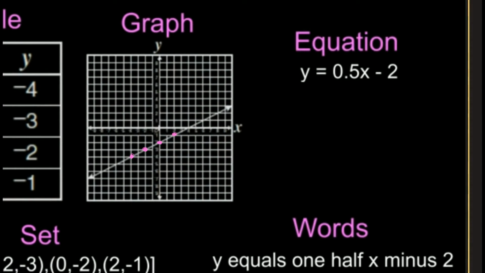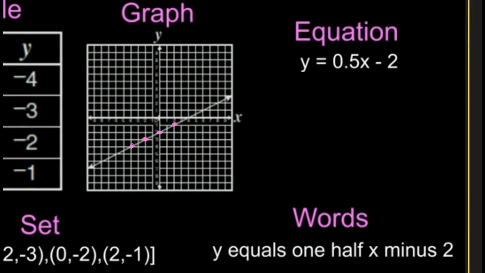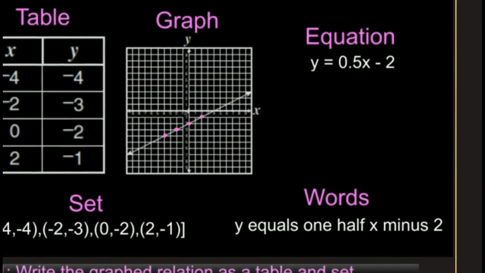Y equals 0.5x minus 2. So obviously this is a linear line. The x is just a plain x. It's not x squared or x cubed. It's just x, making it a linear line. Now, we remember from Algebra 1 that this 0.5 is our slope. It's our m. And the -2 is our y-intercept.